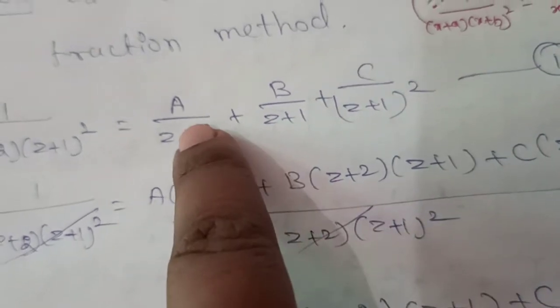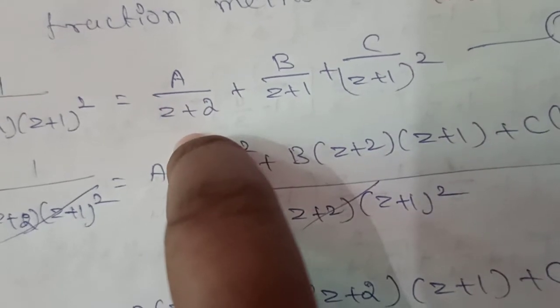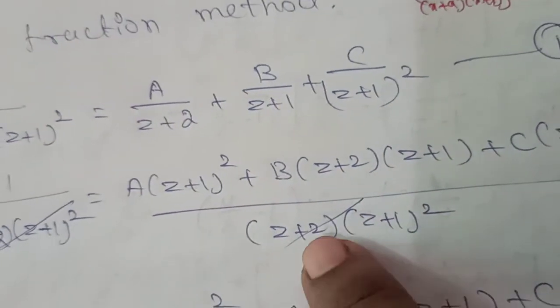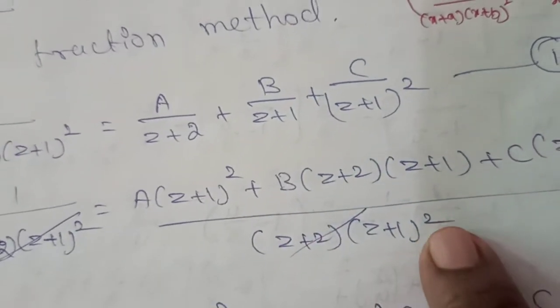And now taking the LCM for the numerator: here a divided by z+2 has z+2 but does not have (z+1)^2.